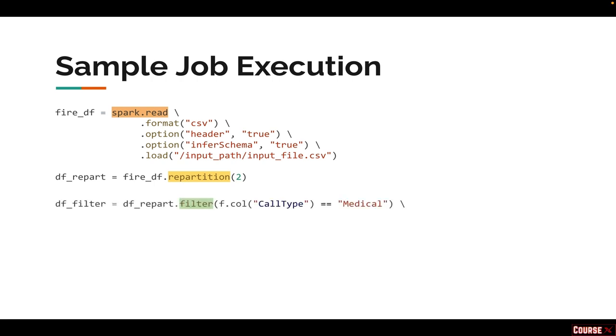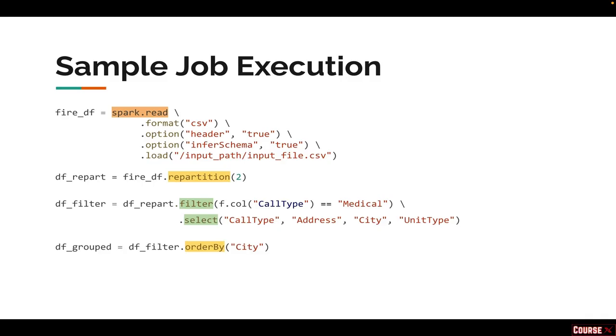In the next line, we are applying a filter and then a select. Both select and filter are narrow transformations. In the next step, we are doing an order by. Order by is also a wide dependency transformation. And finally, we are doing a write, and write is an action.